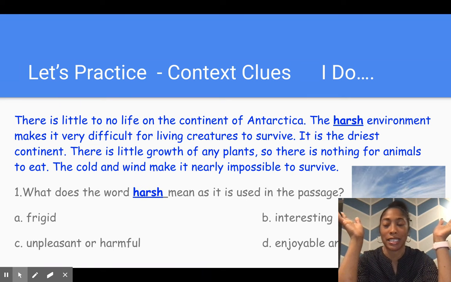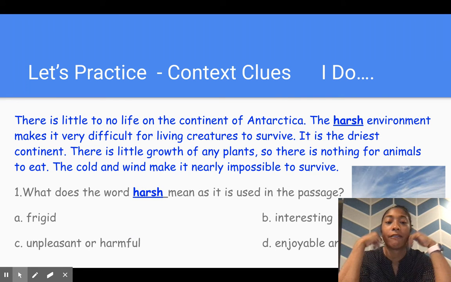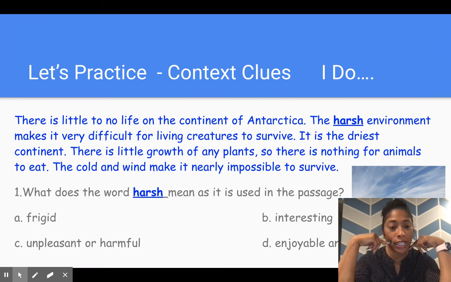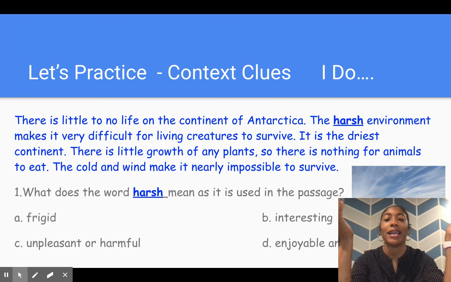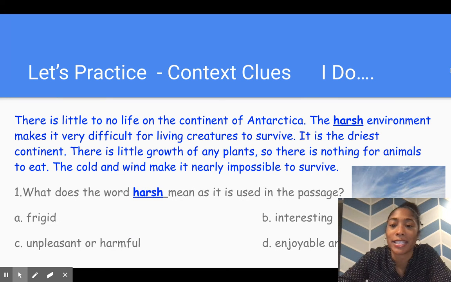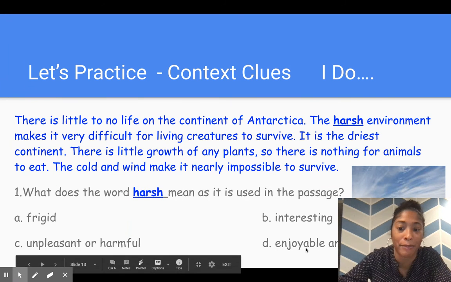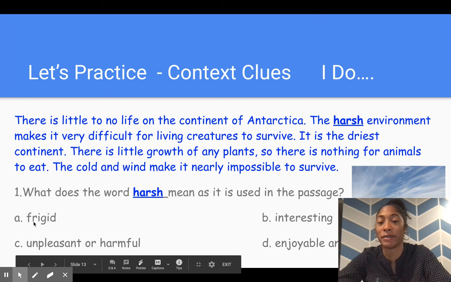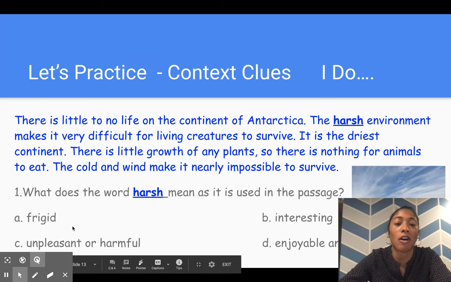So let me go back to the sentence. The harsh environment makes it very difficult for living creatures to survive. I see frigid, unpleasant or harmful, interesting, enjoyable, and amusing. So I'm going back and it says the harsh environment makes it very difficult. So I know that it cannot be enjoyable and it cannot be interesting. So now I have eliminated B and D. So now I'm looking at frigid. I know frigid means cold because I think of a refrigerator. Then the next one, unpleasant or harmful.